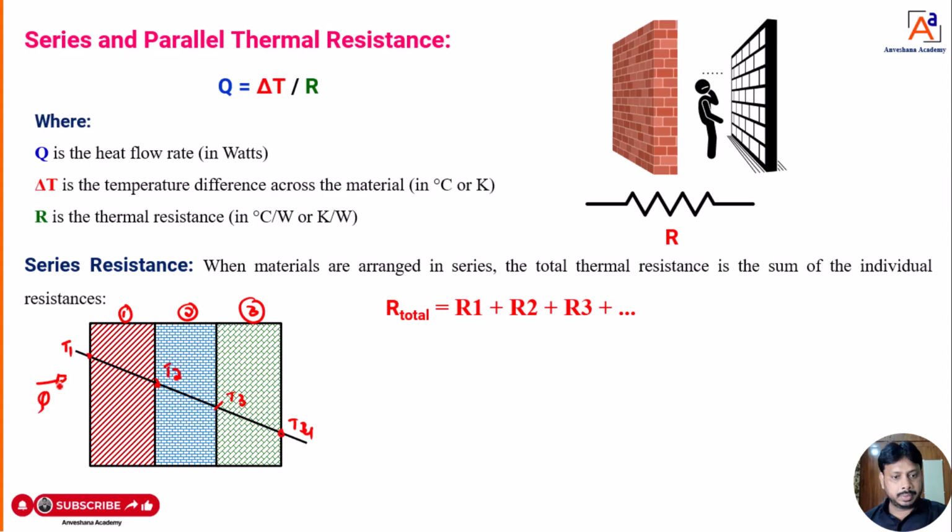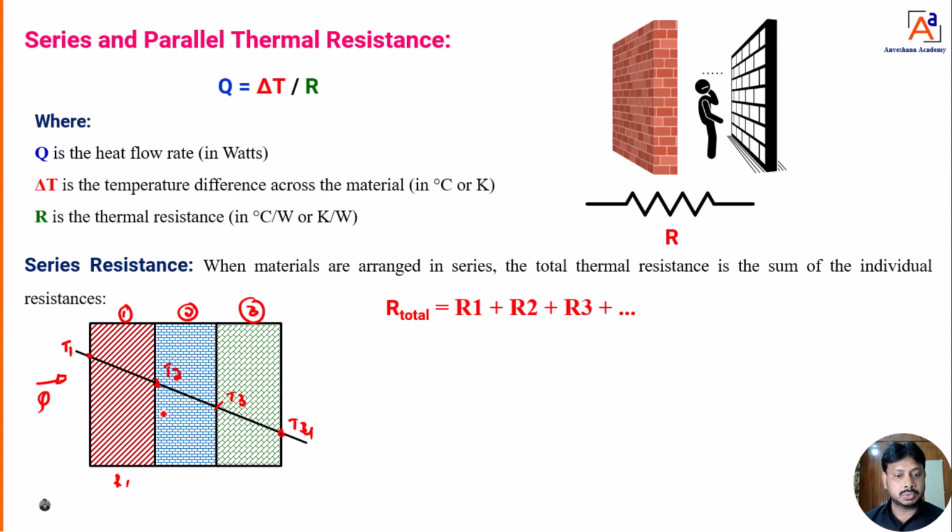Dear students, when heat is moving in material 1, that material 1 is going to offer some resistance. That resistance I will mark here as R1. One thing you have to keep in mind is that there are three materials, combined with each other and arranged in series. So material 1 is going to offer some resistance to the flow of heat, that I will mark as R1.